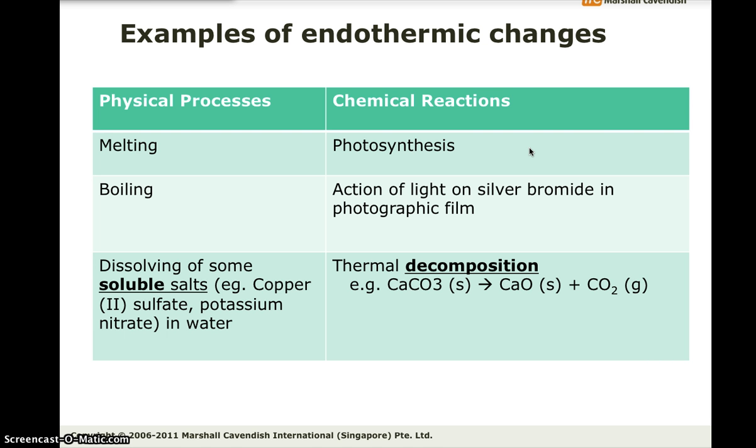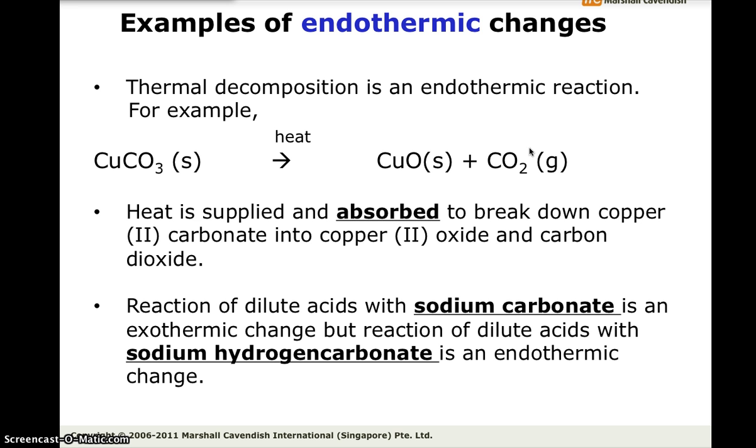Okay, let's take a look at thermal decomposition. In order to decompose copper(II) carbonate, you need to supply a lot of heat. So heat energy is taken in from the surrounding to break down copper(II) carbonate into copper(II) oxide and carbon dioxide. So this reaction is endothermic. Heat energy is taken in, and the temperature of the surrounding drops.